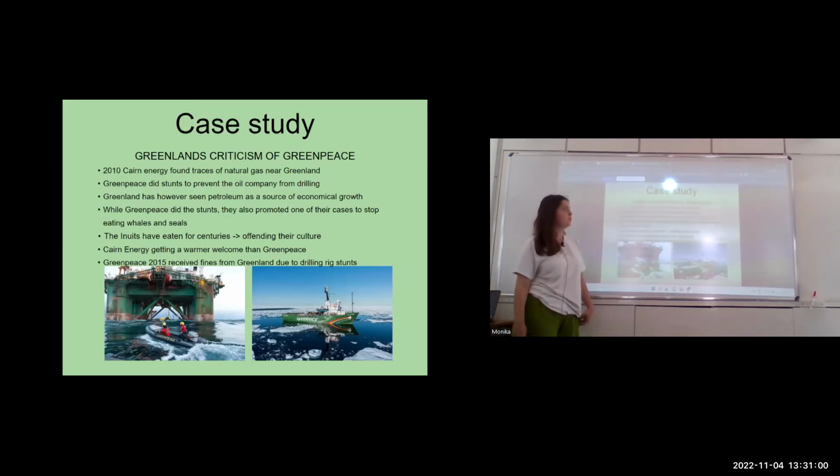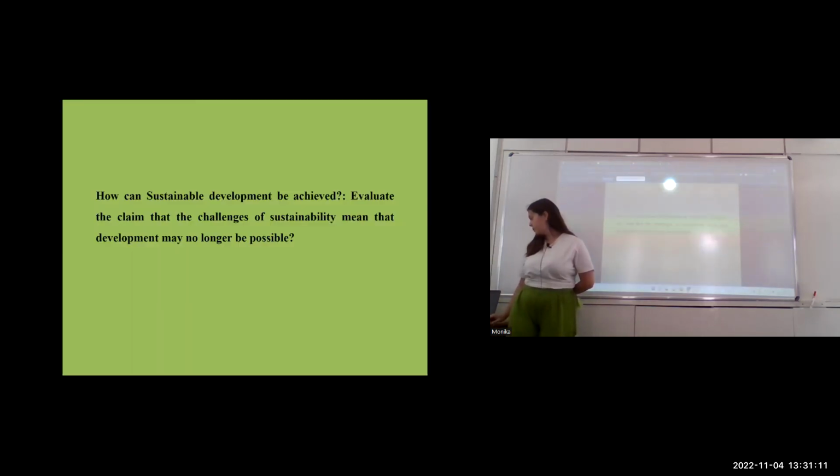So that's 3 case studies where NGOs have influenced states, or not influenced states, positively and negatively. So then we're going to go over to the questions. The first one is, how can sustainable development be achieved? Evaluate the claim that the challenges of sustainability mean that development may no longer be possible.